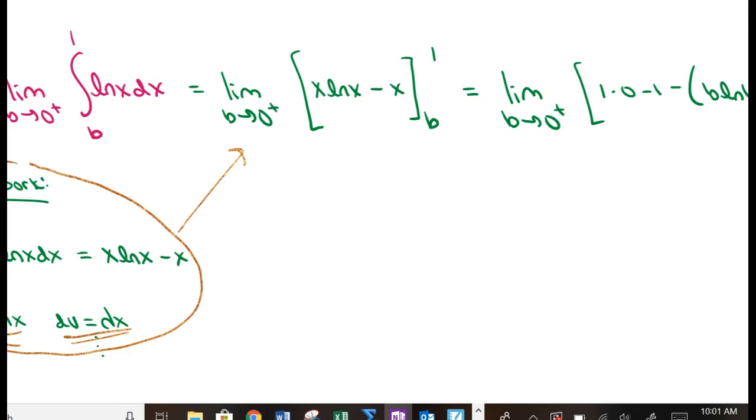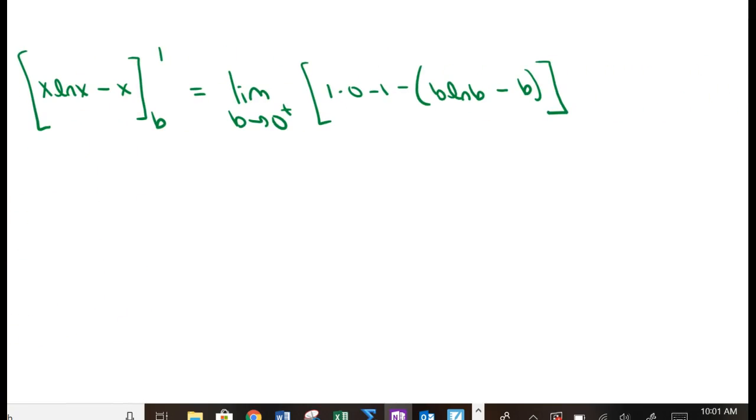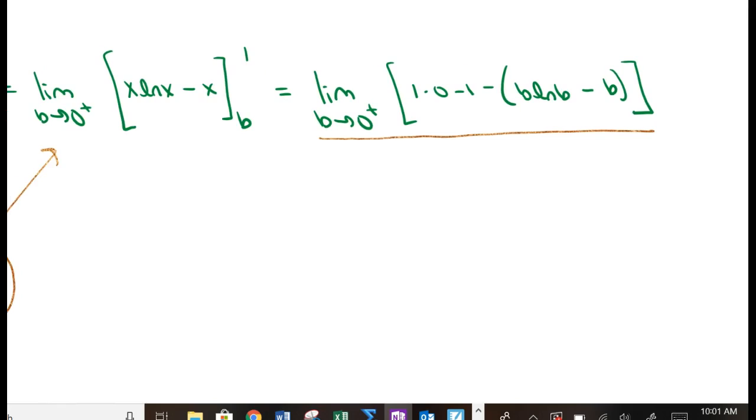So notice b is approaching 0 from the right. Here is the antiderivative evaluated from b to 1. Okay, let's go over here now. This is where we have to be very careful. As b approaches 0 from the right, you'll see here that I just inputted in 1 into the indefinite integral. I get this. Minus the quantity b inputted into the antiderivative.